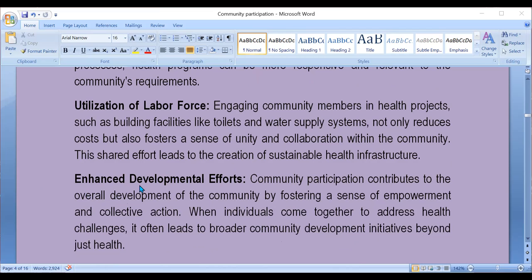The next is enhanced developmental effort. Community participation contributes to the overall development of the community by fostering a sense of empowerment and collective action. When individuals come together to address health challenges, it often leads to broader community development initiatives beyond just health. So when they are coming together, a lot of ideas will be flowing, and a sense of commitment will come up. And some of them in the community have powers in the government. From there, they can say, okay, I will talk to my NGO, I will talk with my organization, I will talk with my boss, that since our source of problem is borne water, we're going to do something about it.